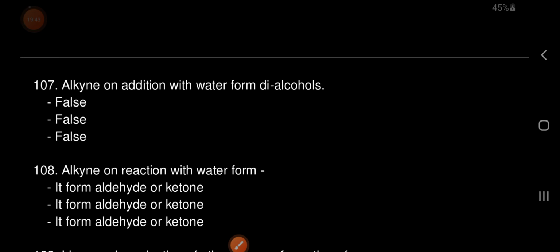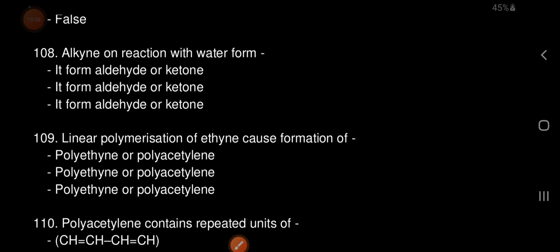107. Alkanes on addition with water form dialcohols. False. Alkane on reaction with water forms aldehyde or ketone.